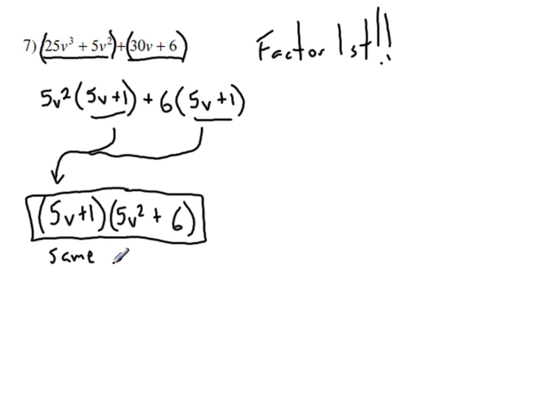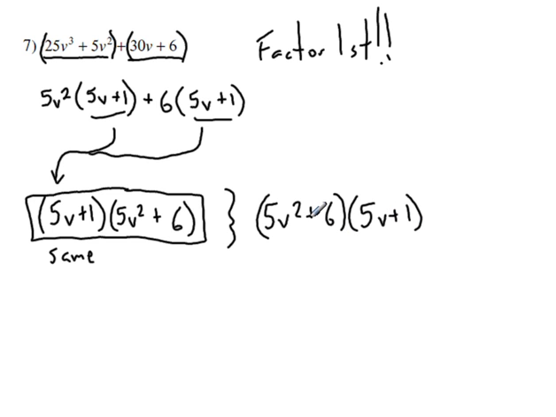Now why does this work? It's important to try to figure out why things work. If you look up in this step, what you see is a complex distribution property problem. I have 5v squared multiplying by 5v plus 1, and I have 6 multiplying by 5v plus 1. In summary, that's what's actually happening right here. This is distribution. If I take that 5v squared plus 6 and I put it first, you can look at this either way, but I'll try to get this to make sense.